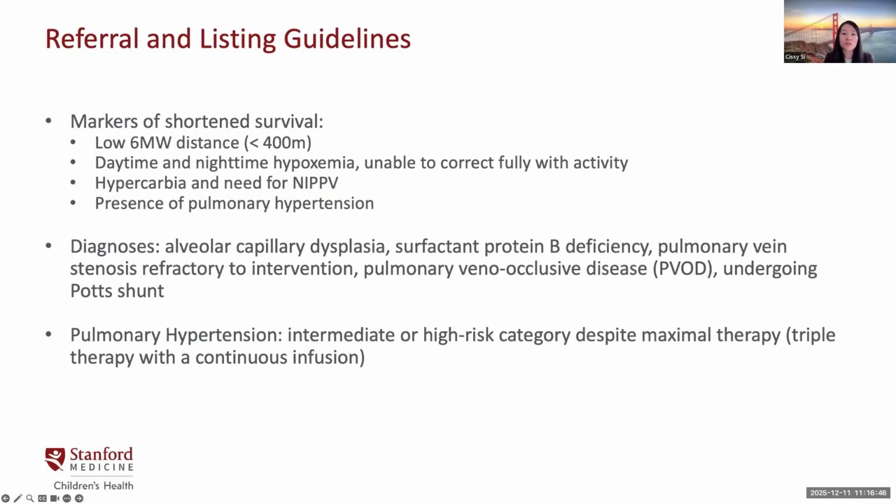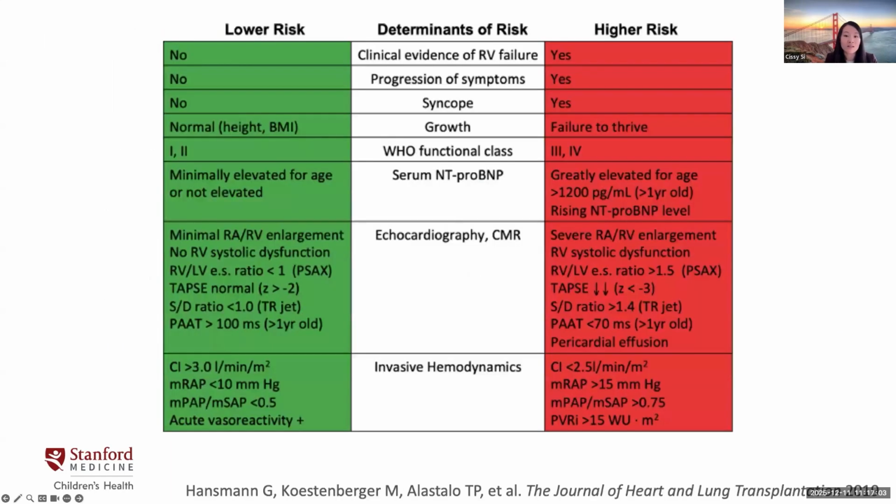Specifically for pulmonary hypertension, if a patient has severe pulmonary hypertension and remains in the high-risk category despite maximal therapy, and maximal therapy is defined as being on triple therapy with one of them being a continuous infusion, you should think about referral. This is from the consensus guidelines of the European Pediatric Pulmonary Vascular Disease Network. What makes a patient with pulmonary hypertension high risk includes a reduction in cardiac index, significant functional limitations, elevated RA pressure, and ultimately progressive RV failure.